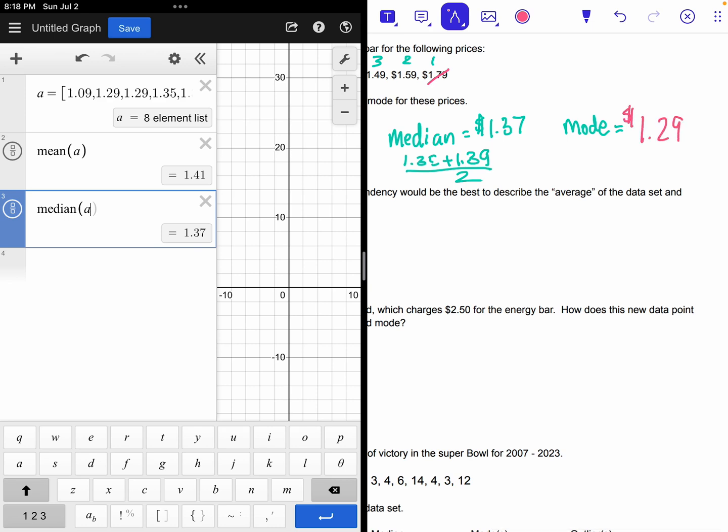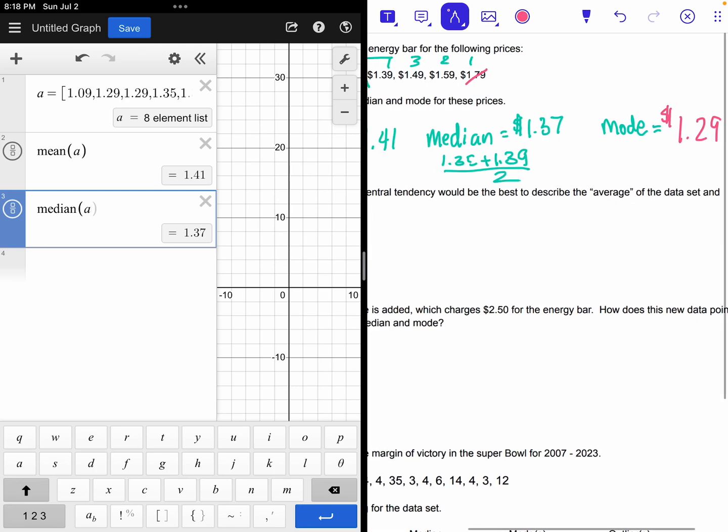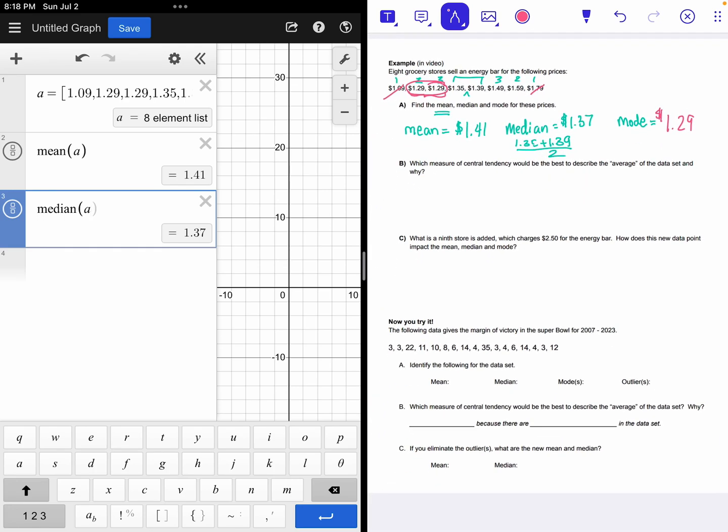It is possible to have multiple modes if numbers occurred the same amount of times, twice or 3 times. But in this case, we just have one, and it's given to us as $1.29. All right, so then the next question is asking us which measure of central tendency would be the best way to describe that average data.